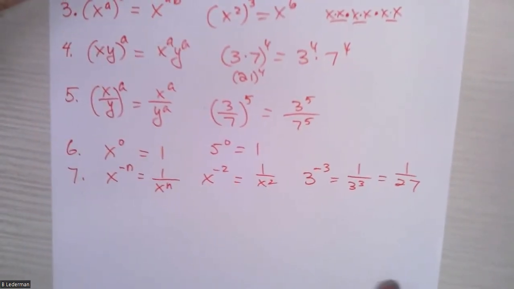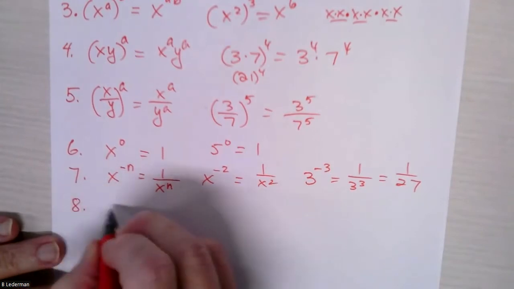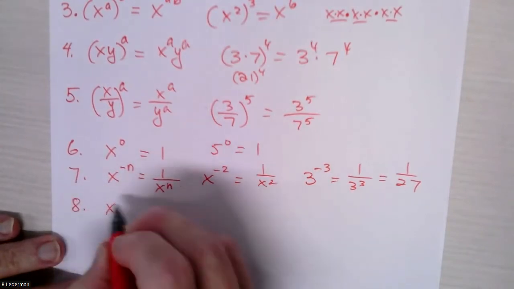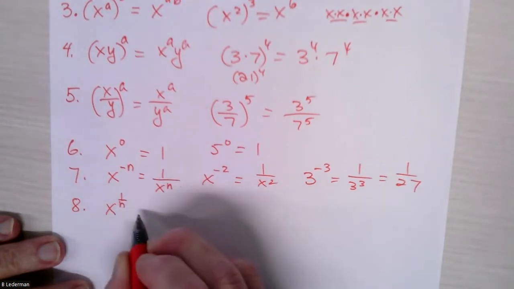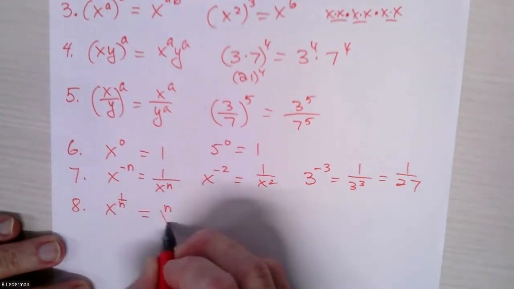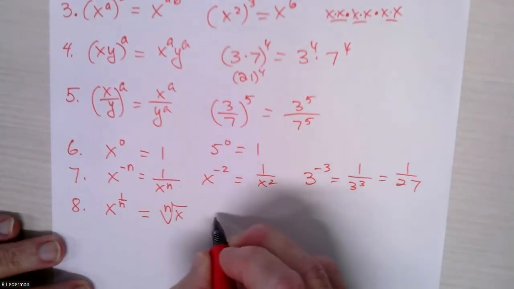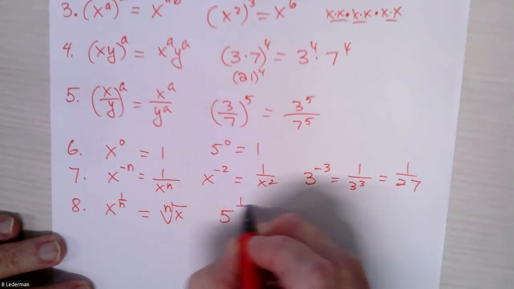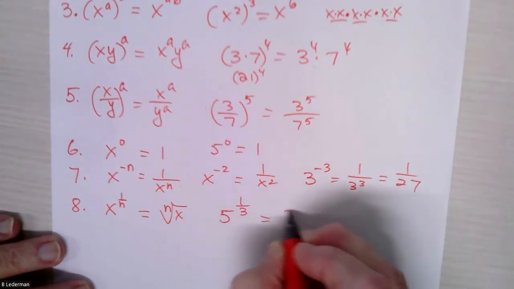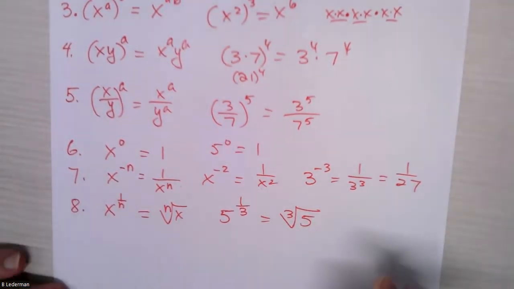And again, it's more of a definition than a rule. If you have x to the 1 over n power, that means the nth root of x. So 5 to the 1/3 power is equal to the cube root of 5. And that's just a definition.